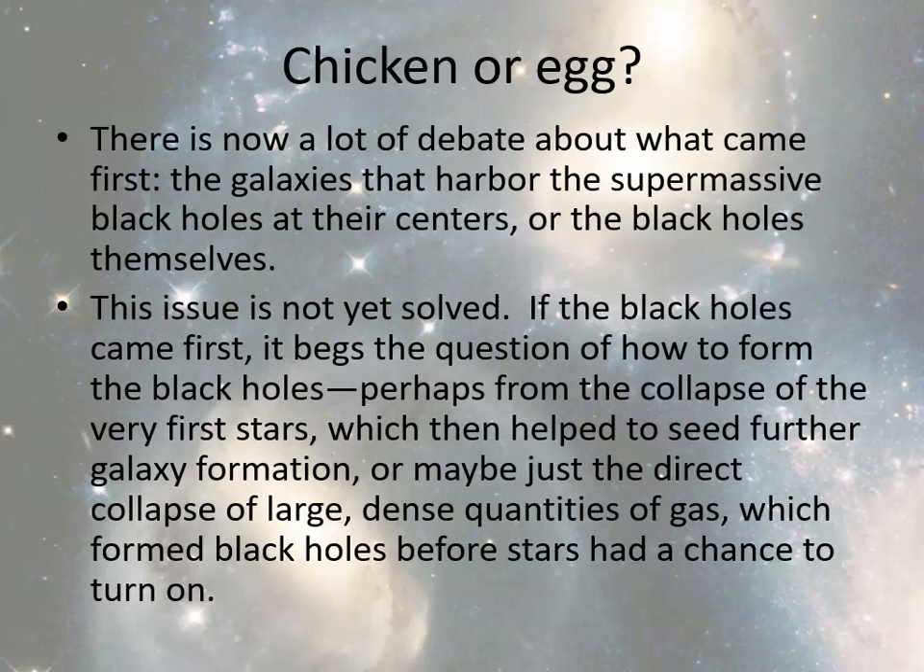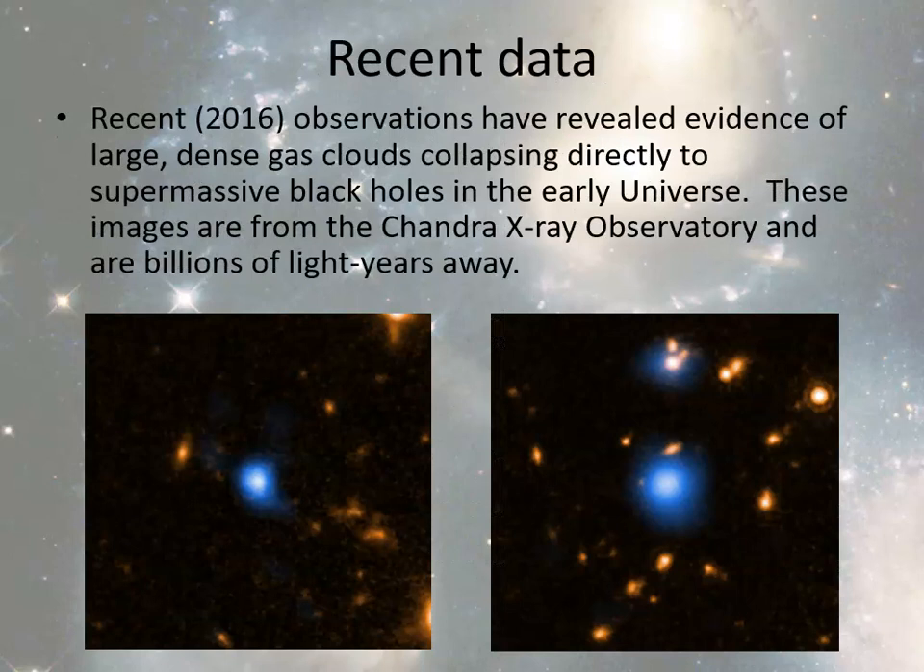But the new scenario is a situation where maybe you have a really big cloud of gas, a very dense region of gas that collapses directly into a black hole at the center of what will eventually become your galaxy. So, recent observations have revealed evidence of large, dense gas clouds collapsing directly to supermassive black holes. In other words, we realize these things are not going to end up forming stars. These things are actually massive enough that they're probably going to end up collapsing directly into black holes.